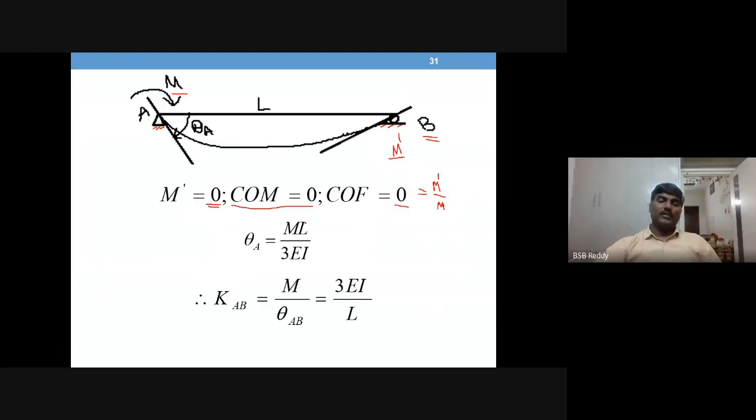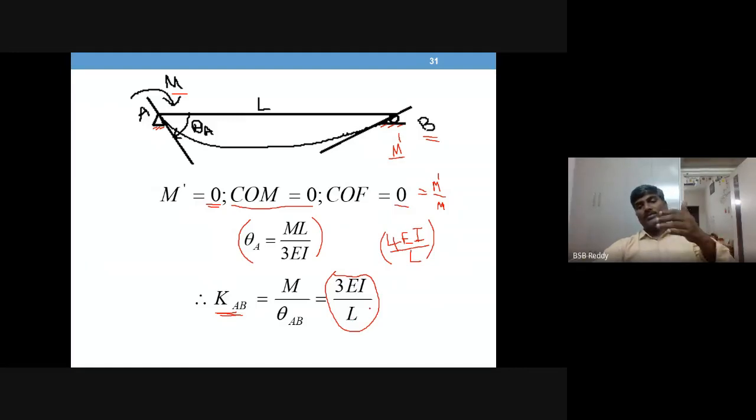And what happens to theta? The slope. To get the K value, theta A is ML by 3EI. So M divided by theta is nothing but stiffness K, that is 3EI by L. If B is a fixed end, what we got as that value was 4EI by L. So the stiffness of the member is reduced. It is 3 times EI by L instead of 4EI by L, because the support is changed from fixed support to simple support.